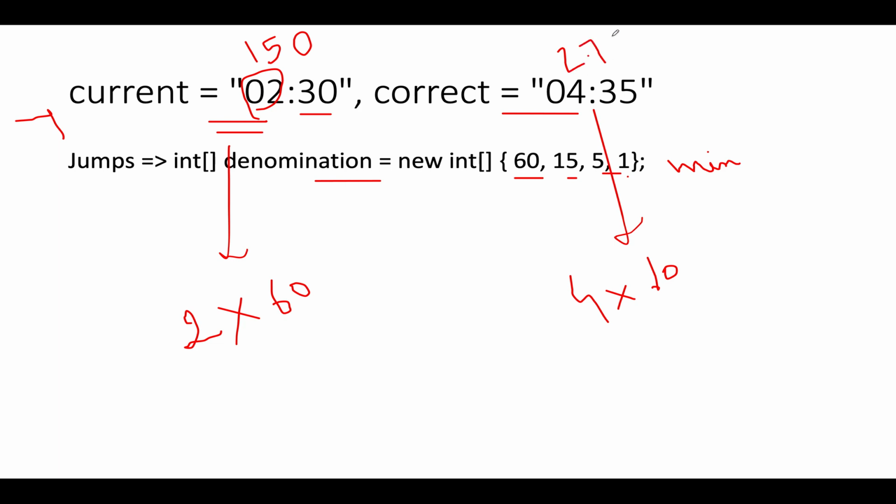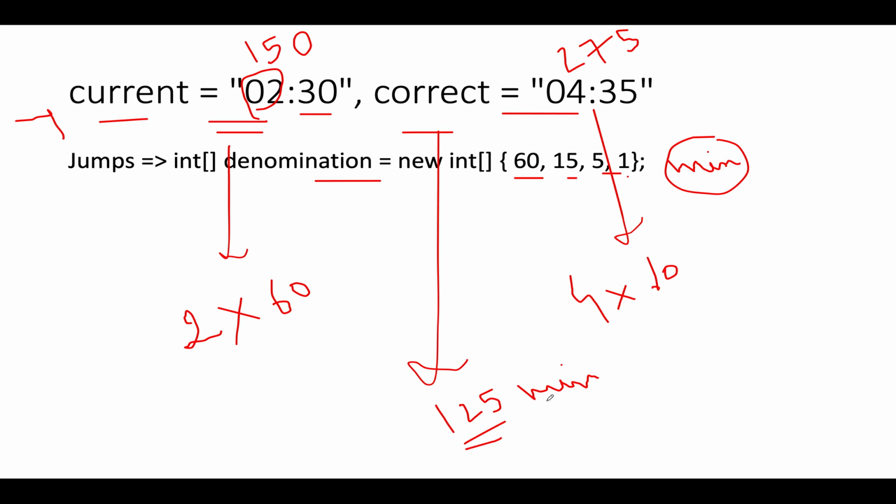275. Now we should calculate the difference between the current time and the correct time, and this difference would come out to be 125, and the denomination here would be equal to minutes. Now we have made this difference in sync with the denominations format that is given to us, which is again minutes. Now it's really simple. We need to identify the minimum number of operations using these denominations that should be performed in order to achieve the total of 125.